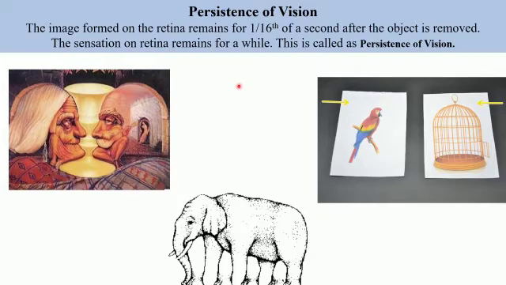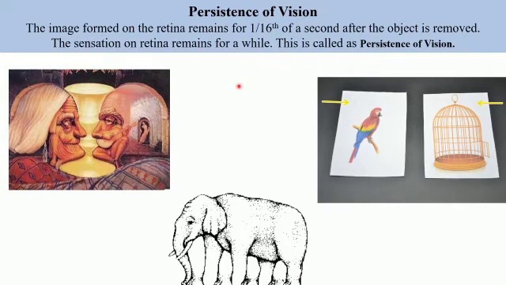So if another object is brought in within 1/16th of a second, the two get superimposed and the brain interprets it as if the parrot is inside the cage. So this is happening very rapidly. Before the parrot disappears, the cage comes in, and before the cage disappears, the parrot comes in. And it appears as if the parrot is inside the cage.